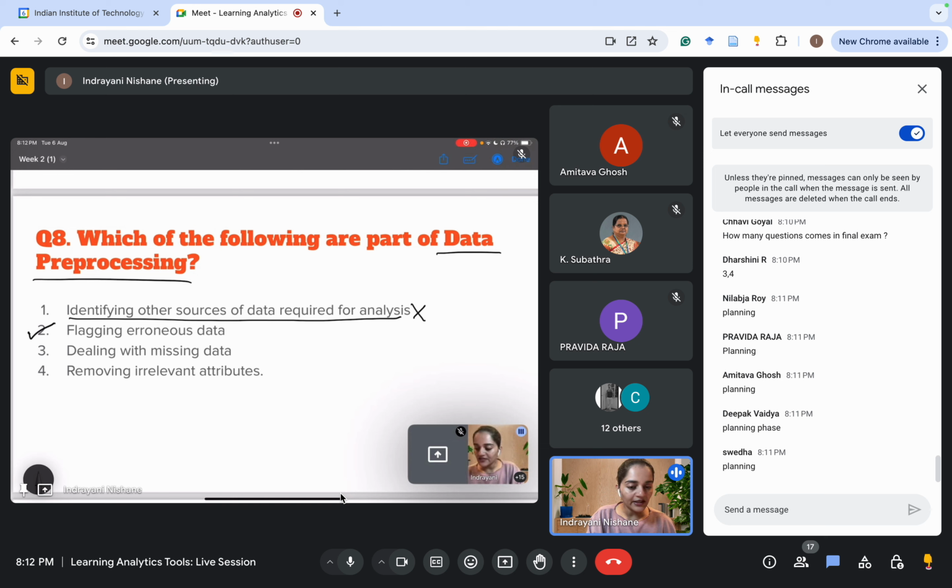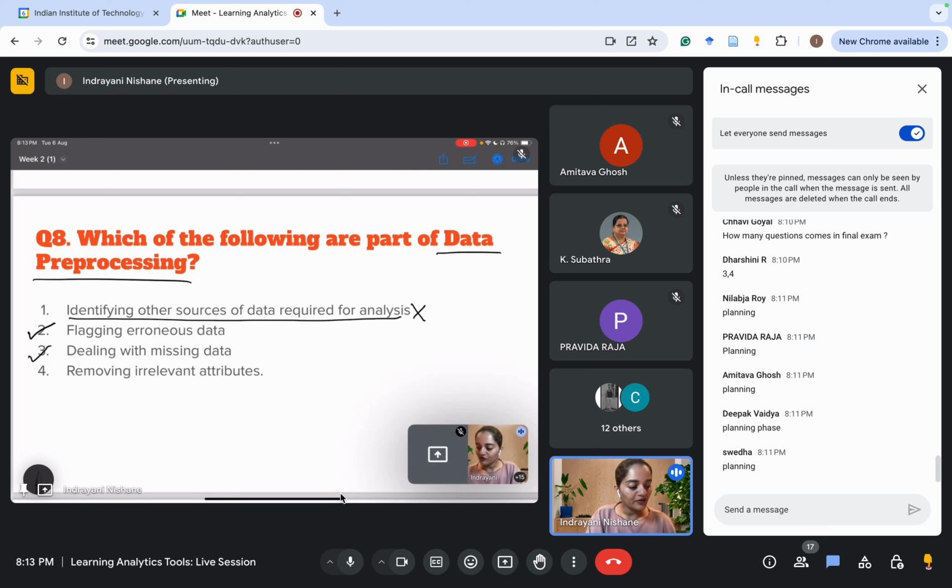Now, dealing with missing data. Yes, of course, when we are flagging the data, we also deal with the missing data, so this is also part of data pre-processing. The most common example is survey forms. There are some 20 questions, and some students may forget to answer 2-3 questions out of 20, so that data goes missing. How you will deal with that data is part of data pre-processing. Again, how we deal with that data will depend on our research questions, or the RQs, which we have.